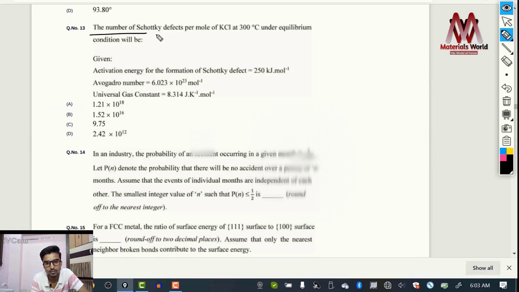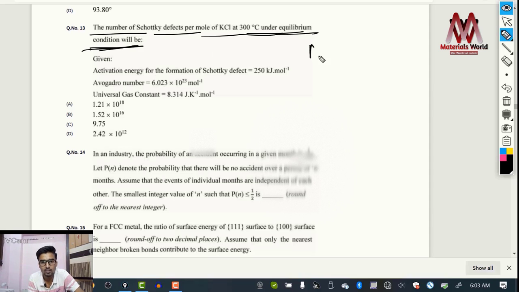The number of Schottky defects per mole of KCl at 300 degrees Celsius under equilibrium condition will be. So it is asking to find out the number of Schottky defects. Remember, for 1 mole, it is asking per mole.